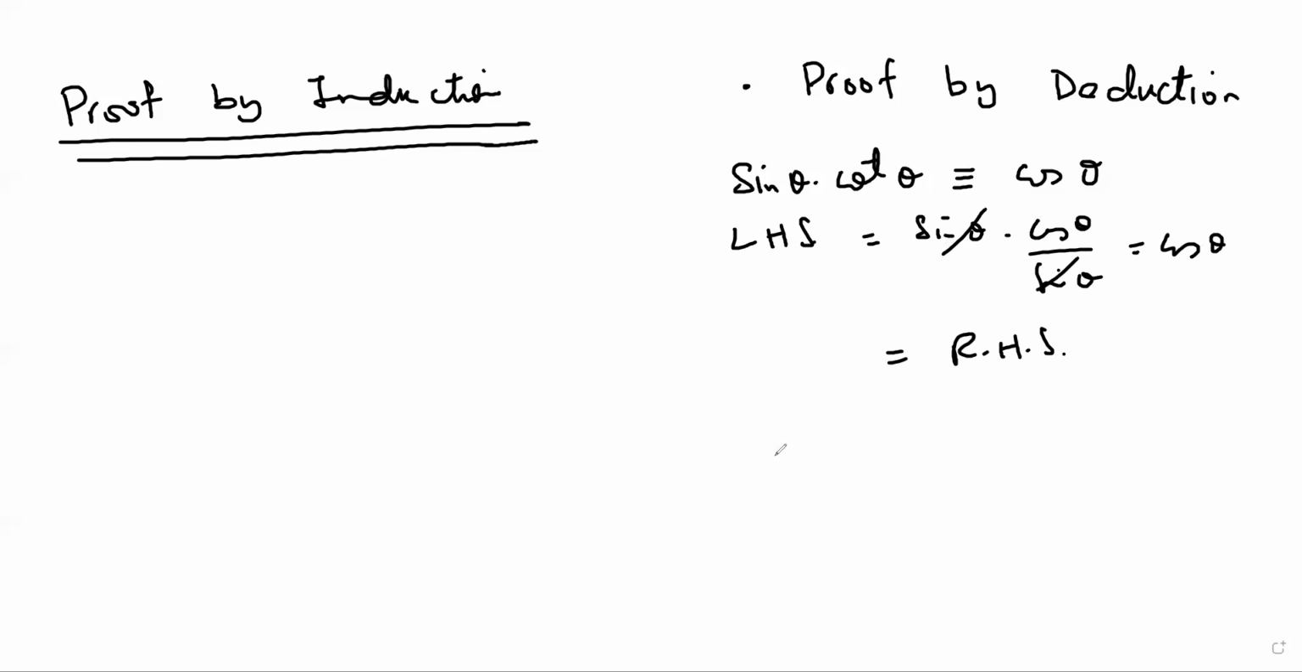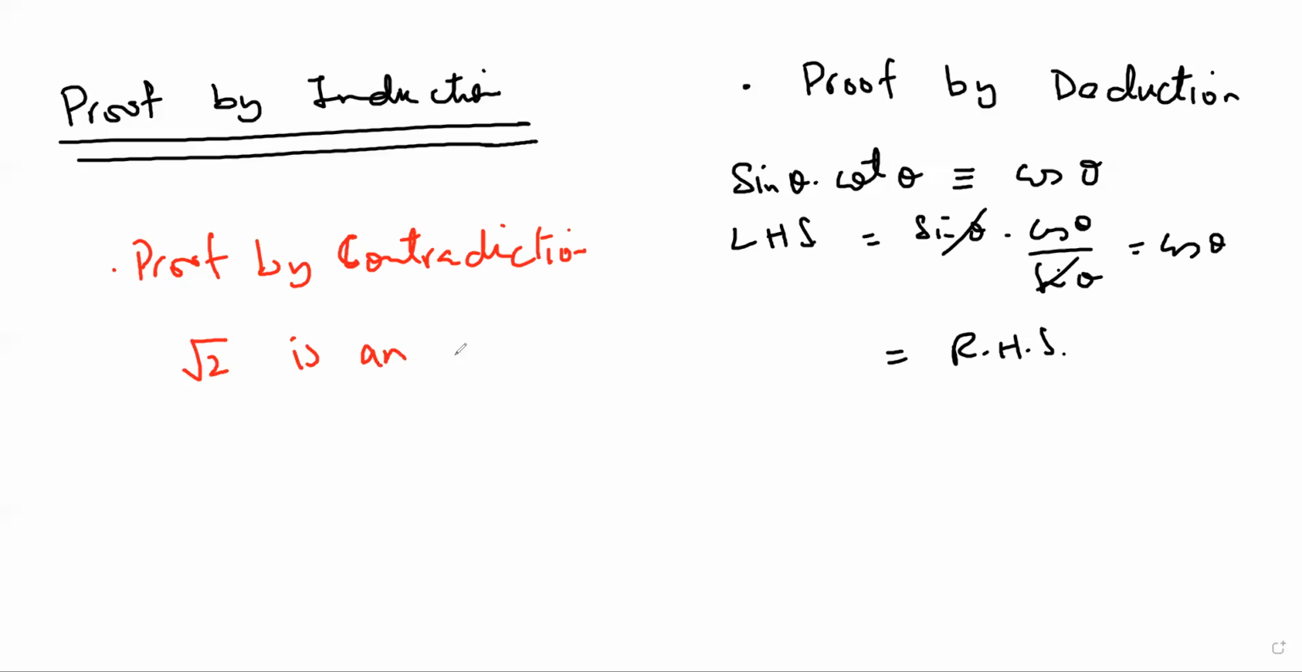Then there is one more, which is proof by contradiction. This is, by the way, my favorite. For example, you have to prove, and this is a very famous question, that under root 2 is an irrational number. So rather than proving that this is an irrational number, you will try to prove that under root 2 is rational.